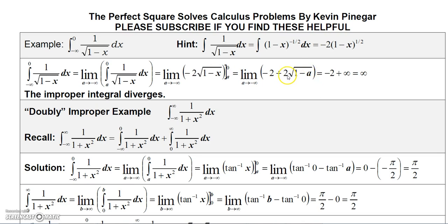And now, if you take the limit of this, you're going to get negative 2 for this term. But if you replace a with negative infinity, you're actually going to get 1 plus infinity in the square root. So basically, you're going to be taking the square root of infinity here, which is infinity, and then multiplying it by 2, and so you still get infinity. So you get minus 2 plus infinity, which is infinity. So this integral actually diverges.